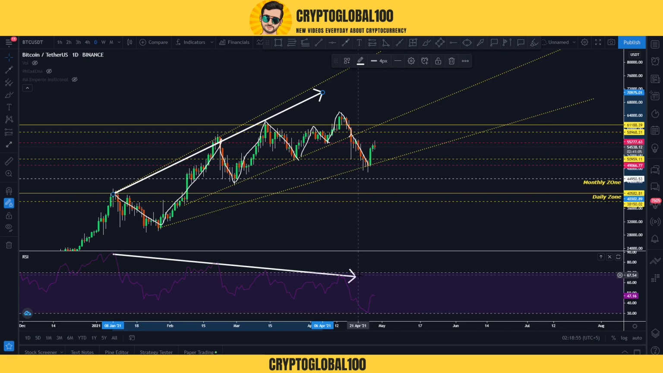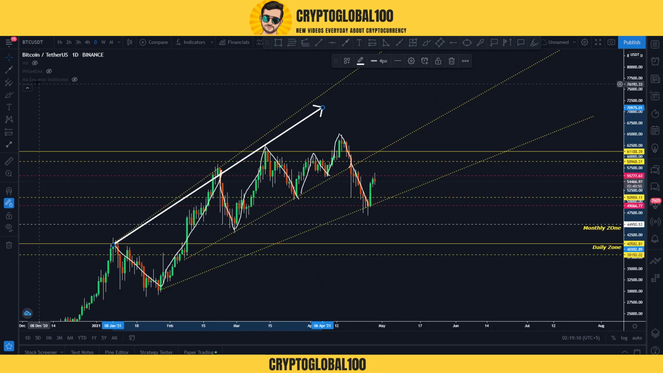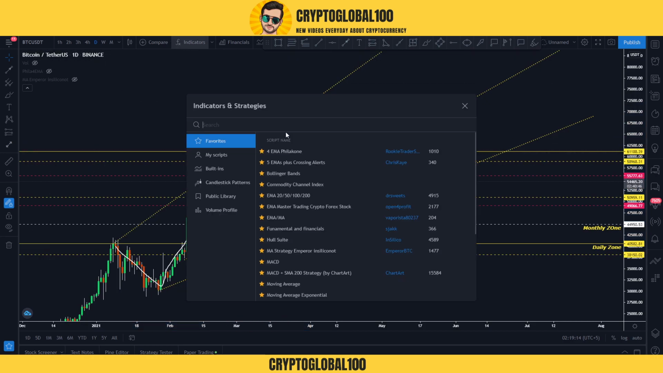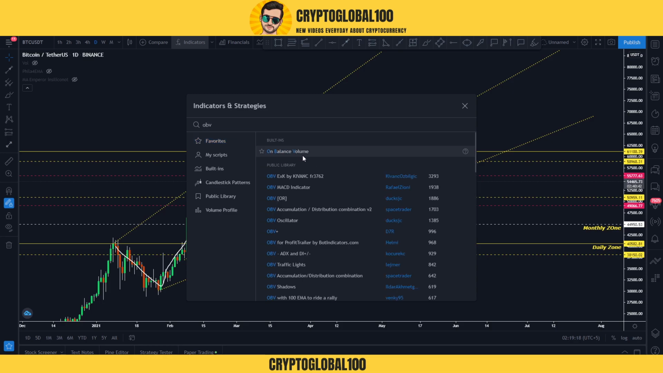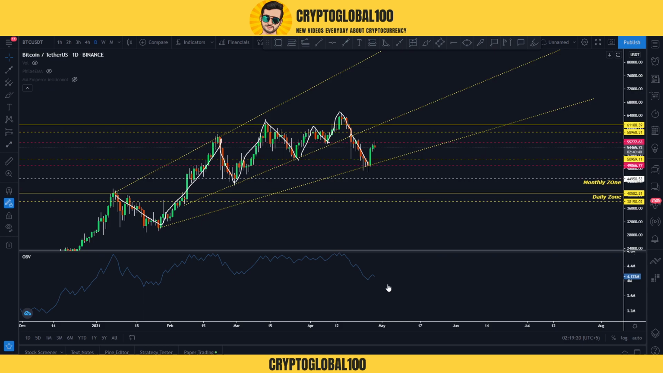So what I am looking at is, if it makes another swing low, then the price is again going to test this area. RSI needs to go above so that we can have a good look at the price. So this has also been confirmed with the help of RSI. If I look at OBV, let's take a look at this one as well.